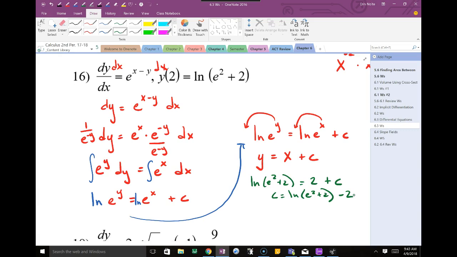Well, wait, hold on. We could do, what is that, the power property? So this would be e squared plus... no, that's not right. Never mind, you can't do anything to that, I lied. So that's your c. So your particular equation is going to be y equals x plus the natural log of e squared plus 2, minus 2. That was a tough one.